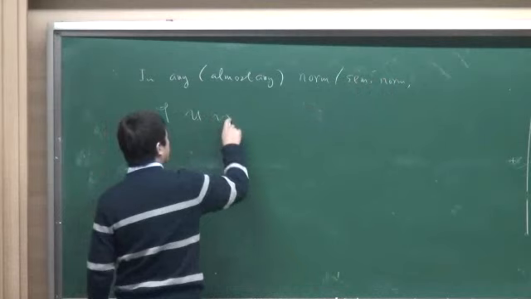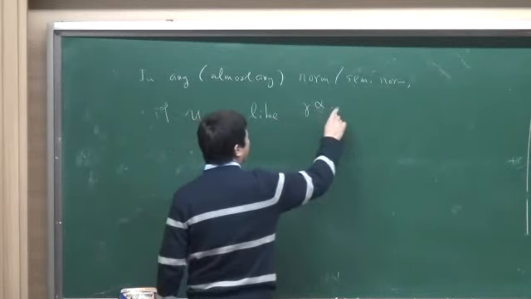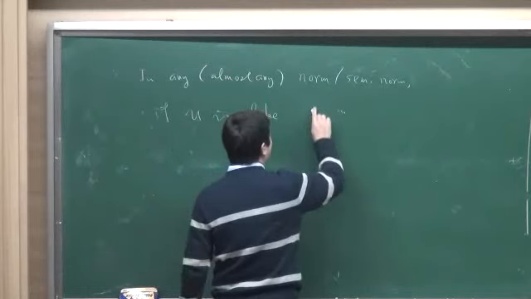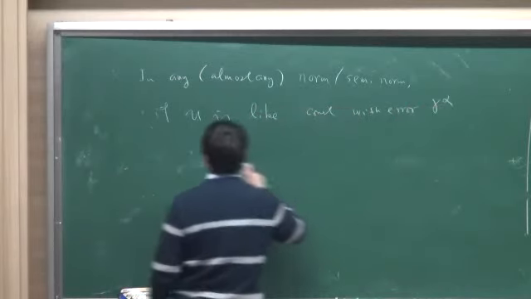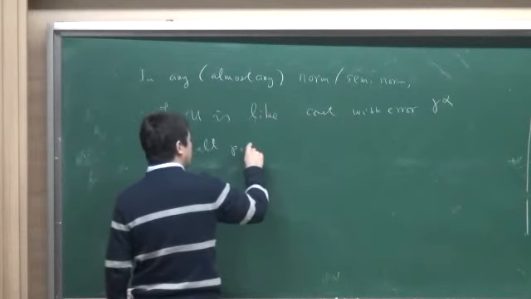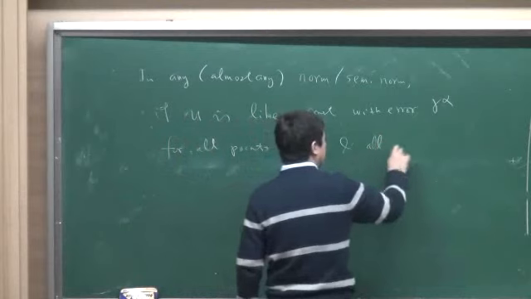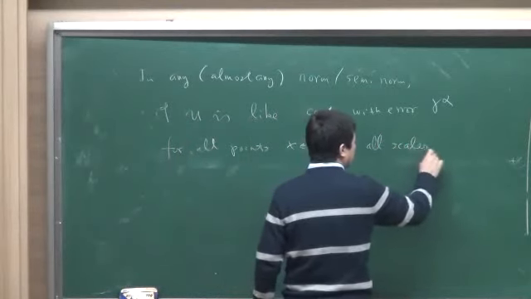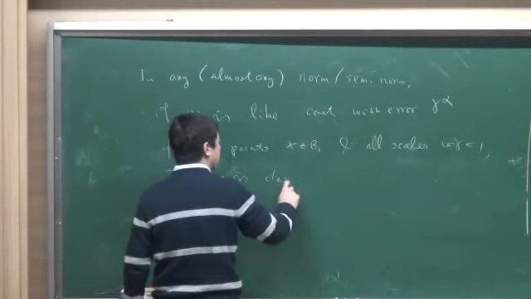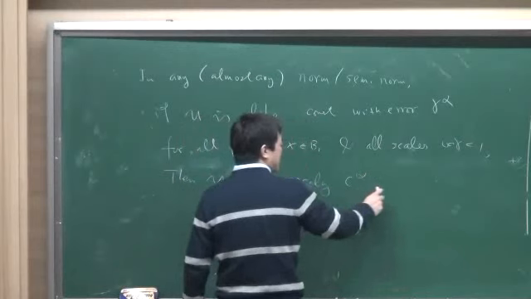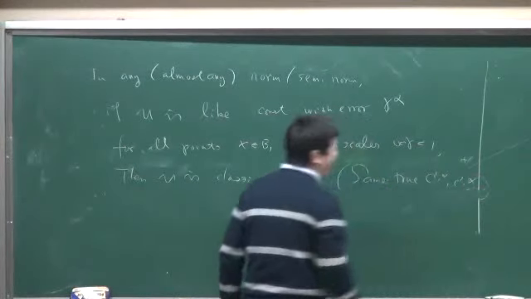if U is like R to the alpha, U is like a constant with error R to the alpha for all points, and all points means x in, say, ball 1, and all scales R less than or equal to 1, then U is classically C alpha, and the same is true for C1 alpha, C2 alpha, and so on.